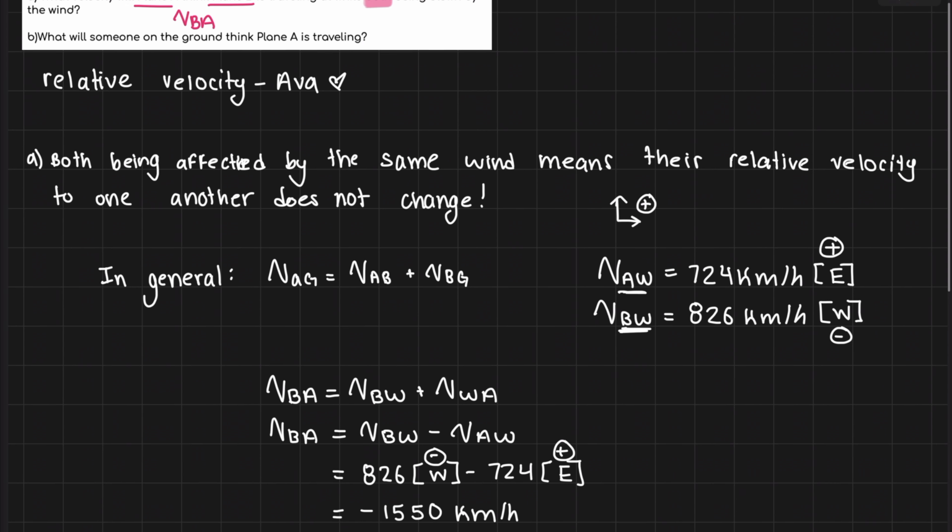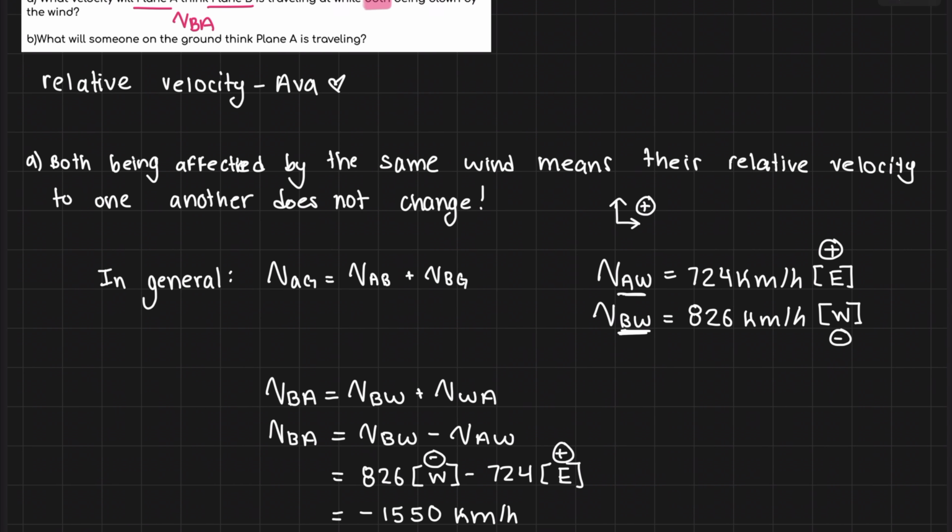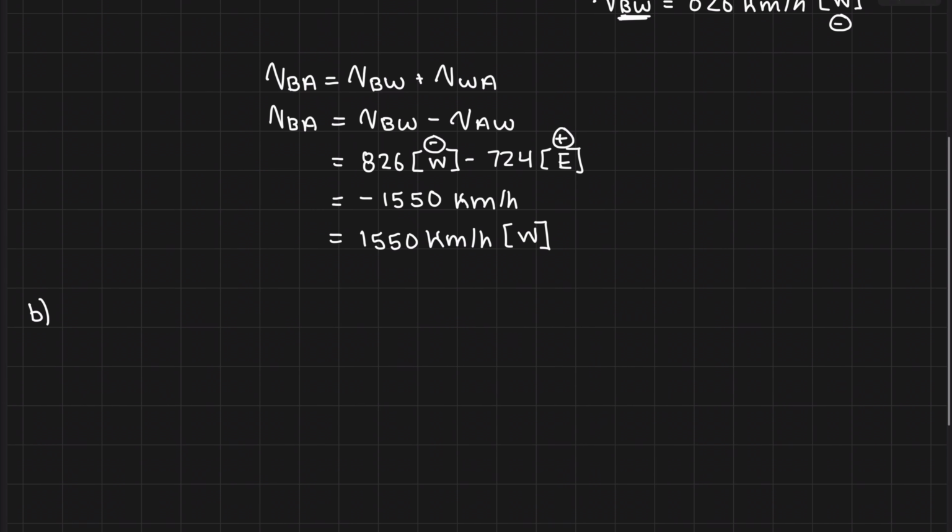In part B, it asks us, what will someone on the ground think plane A is traveling? Since it's asking what someone on the ground will think, we're looking for the variable that is the velocity of A relative to ground. Because remember, the second subscript variable is what that variable sees. So we're looking at what the ground sees. How does the ground see plane A?